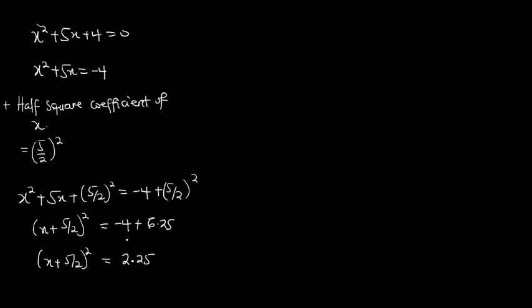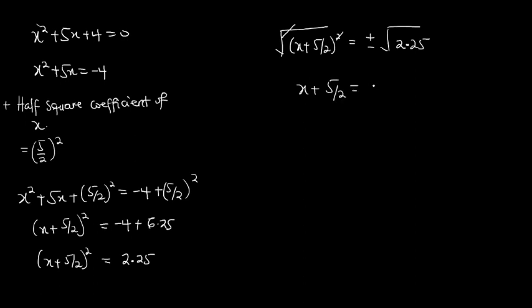So I do that by taking the root of both sides. So the root of x plus 5 on 2 squared will be equal to plus or minus the root of 2.25. So this cancels this. I have x plus 5 on 2 is equal to plus or minus the root of 2.25, which is equal to 1.5. Right, so from here the next thing I need to do is to rearrange this equation. So I write x is equal to, if I send the 5 on 2 to the other side of the equal to sign, it becomes negative 5 on 2 plus or minus 1.5.